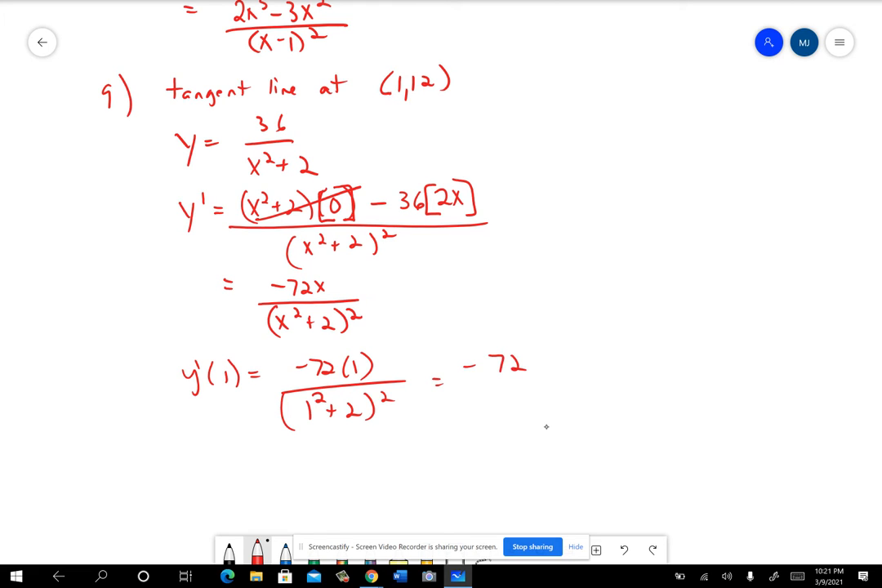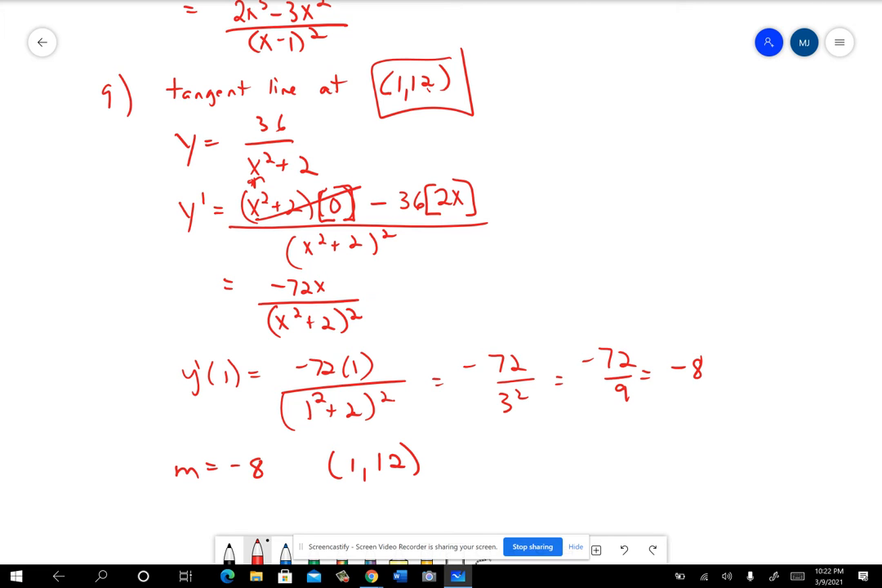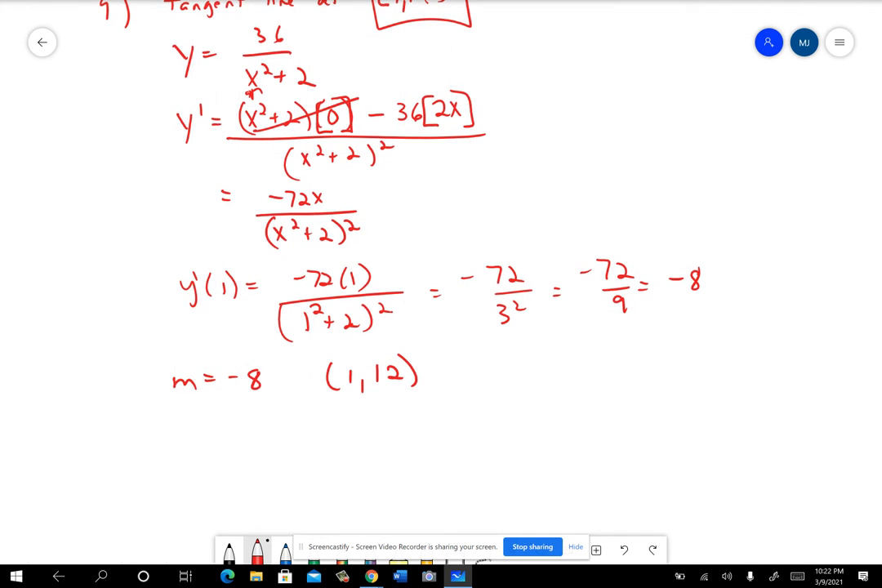So that'll be negative 72. This would be 3 squared. And negative 72 over 9 is a negative 8. So that's the value of the derivative at x equal 1. So that's your slope that we're going to use. And then they did give us the point already, so we don't have to find the 12. We were already given that. The 12 came from putting a 1 in right here in the original function. Then you get 36 divided by 3, and that's where the 12 came from. But we didn't have to find it in that case.